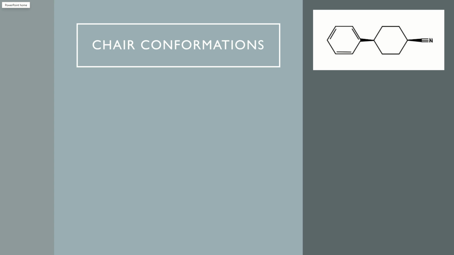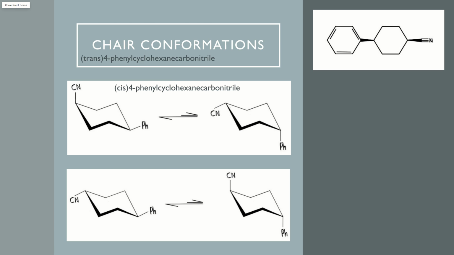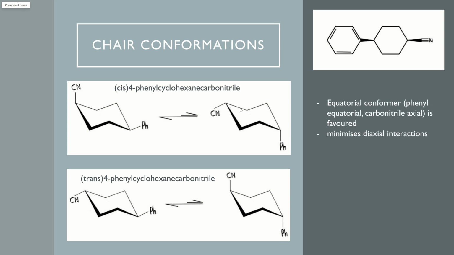The two chair conformations that I've drawn are cis and trans 4-phenyl cyclohexane carbonitrile. In the cis isomer, the phenyl group is in the equatorial position on the fourth carbon, and the nitrile group is in the axial position on the first carbon. And then over here, the positions are switched. In the trans isomer, both groups are in the equatorial positions on carbons 1 and 4. And then both positions change to axial, but they remain on carbon 1 and 4.